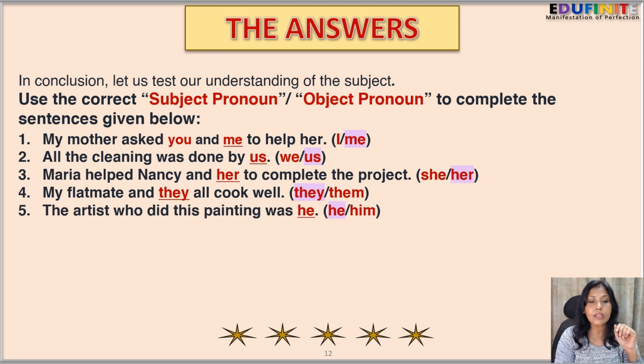Next, "the artist who did this painting was he." So over here, this is again, as I told you, a little bit confusing because you might say that it's after was, why are we using he? But over here actually, he is the person whom we are referring to. So he is the artist who did the painting. If we just reverse it, we'll be able to know. We'll never say "him is the artist who did this painting." We always say "he is the artist who did this painting." So the answer is he and not him.